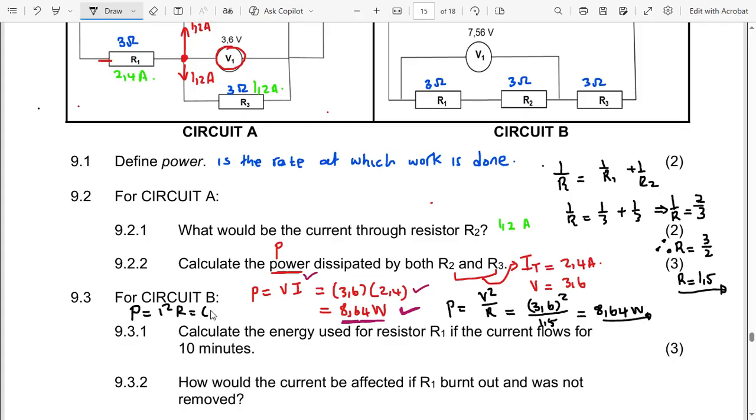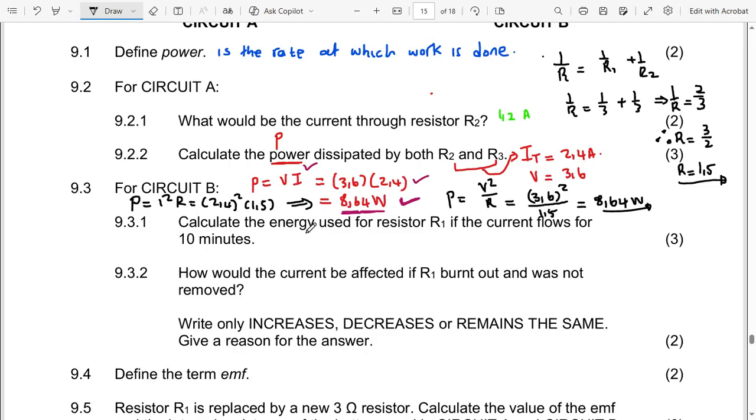So the total current is 2.4 squared, then into 1.5. This should also give you that same answer. Right, I'm just going to move to 9.3. So on 9.3, we're going to focus on circuit B.